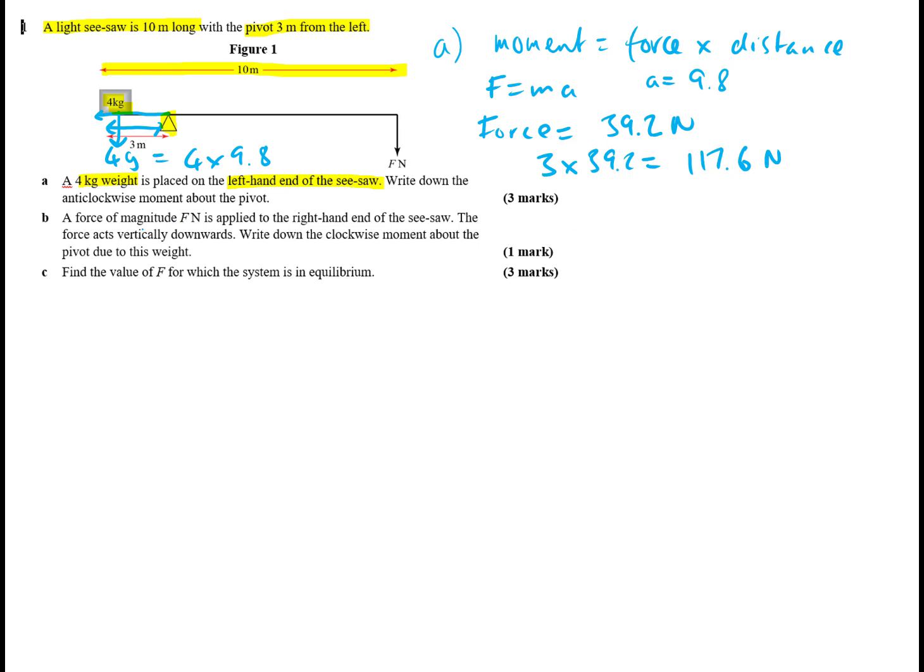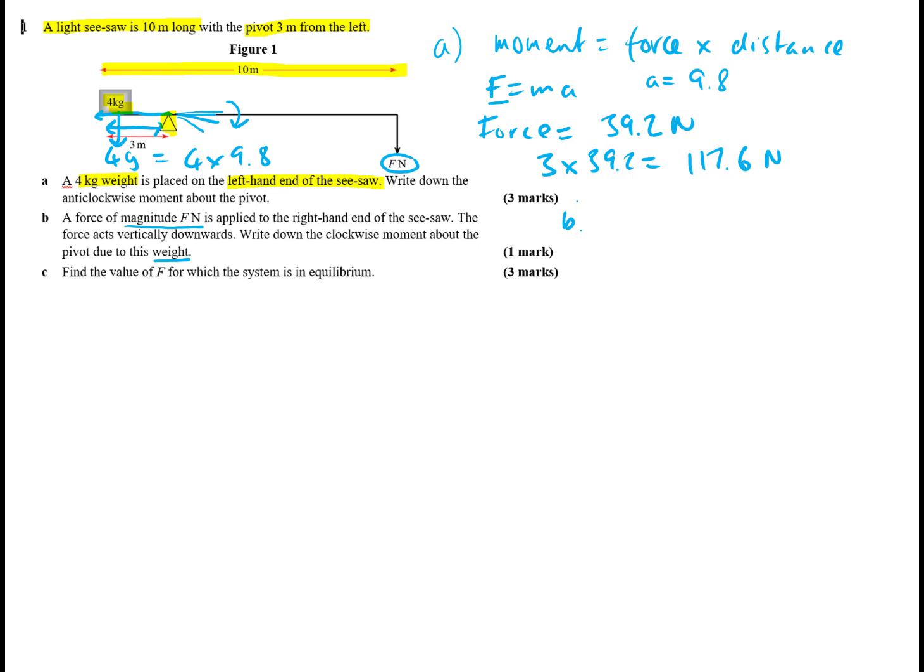Now B, a force of magnitude F newtons, which is here, is applied to the right hand end of the seesaw. The force acts vertically downwards. Now if this is the pivot, imagine this as a clock hand, that weight will pull it down. So that is going clockwise, that's a clockwise moment. Due to weight, but they've given you the force in newtons, so we do not need to times it by 9.8, because look at this, force equals mass times acceleration.